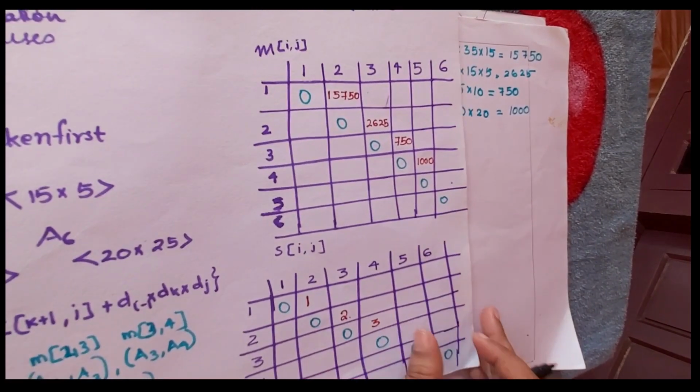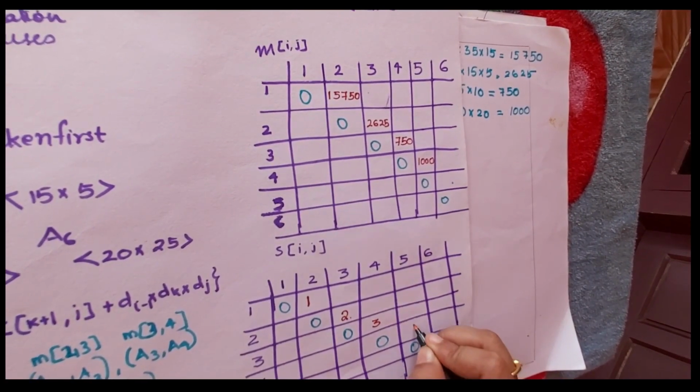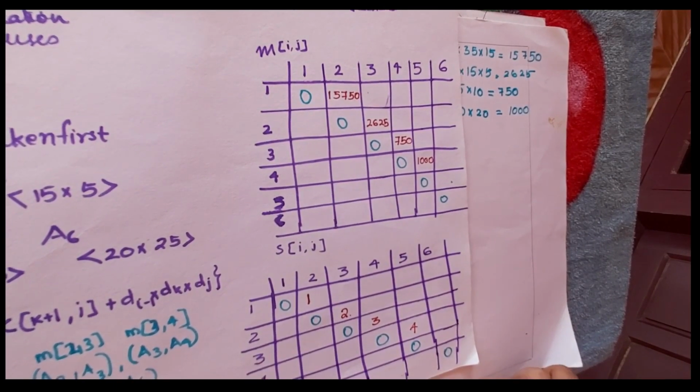Okay. And from where the split is happening? From the fourth place the split is happening. So write it as 4.